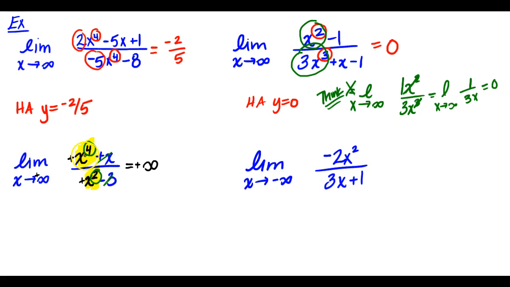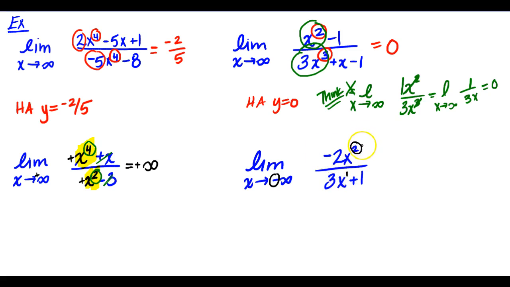Now, this rule helps, but you still have to do some thinking about it when you have negative infinity or when you have leading coefficients other than positive. So let's take a look at the next example. I have the limit as x approaches negative infinity of negative 2x squared over 3x plus 1. This is the first one we have where the limit is approaching negative infinity. If we take a look at the powers, the power on the top is 2, the power on the bottom is 1, so 2 is bigger than 1. All we know is that there's no horizontal asymptote. So our answer is going to be either positive or negative infinity.